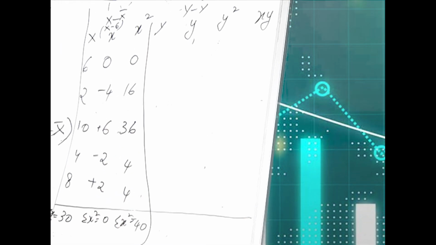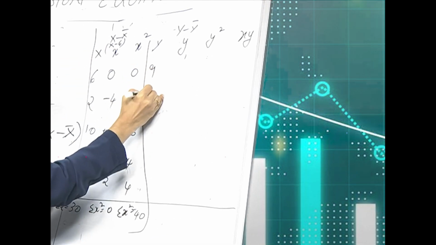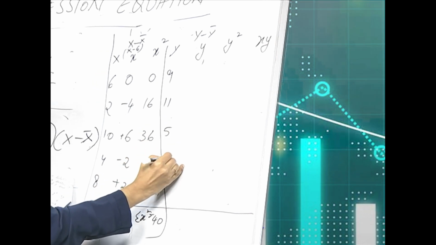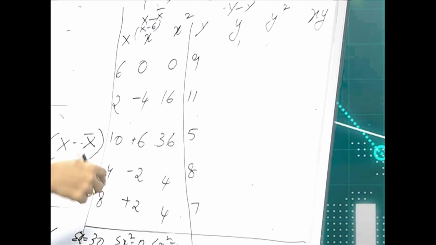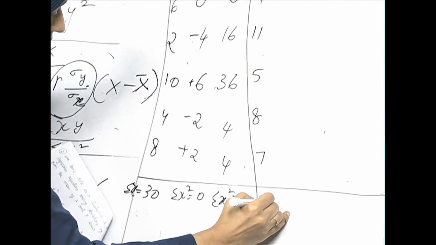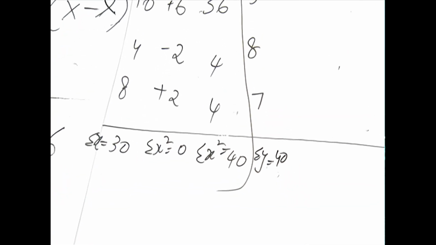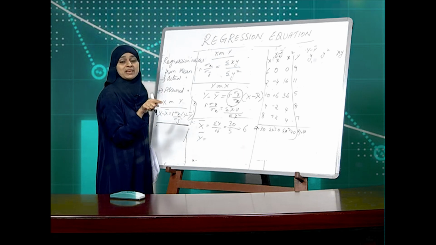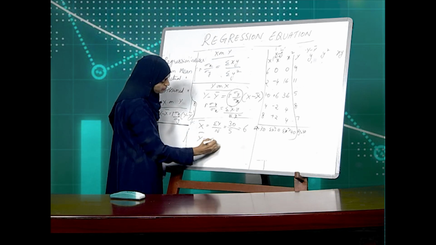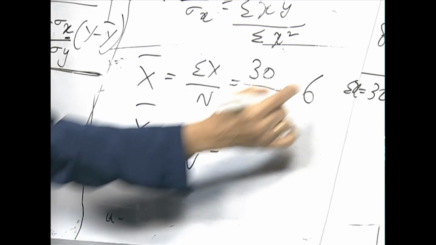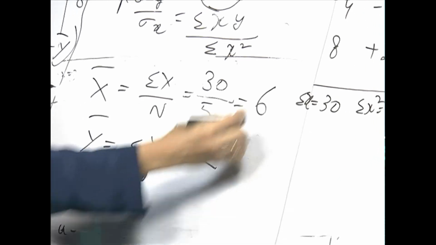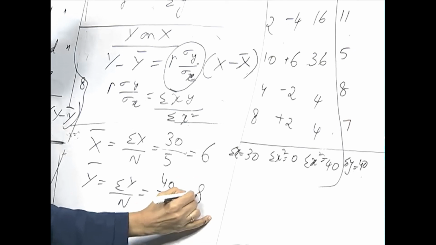Now, go to y. So, let us see the values of y: 9, 11, 5, 8, 7. So, take the totals of this. So, sigma y is 40. Now, first we will get deviations, for which we need the mean. So, here it will be sigma y by n. Sigma y was 40, the number is the same, 1, 2, 3, 4, 5. So, divided by 5, this is 8.